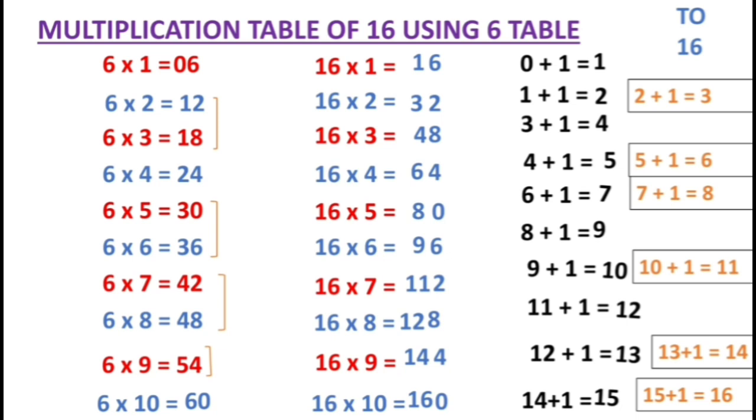If we make any mistake in any step, then we won't get 160 for 16 tens. If we get the 16 tens or 25 tens correctly, which means our calculation is correct. The table we have written is correct. So here we wrote the 16 table. So let us write another table.